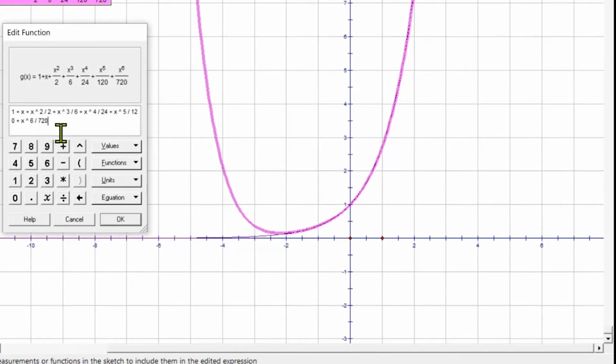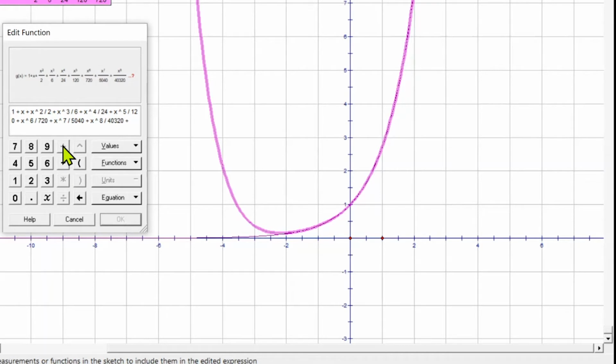So we are on x to the what power? 6th. Yeah. So we'll do plus x to the 7th. Somebody tell me what 7 factorial is. 5040. Okay. And plus x to the 8th over 40,320. Okay, and then let's do one more, right?